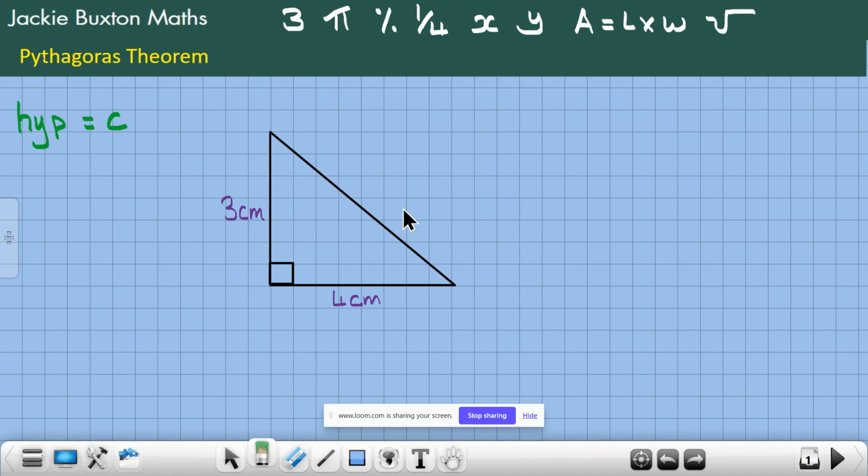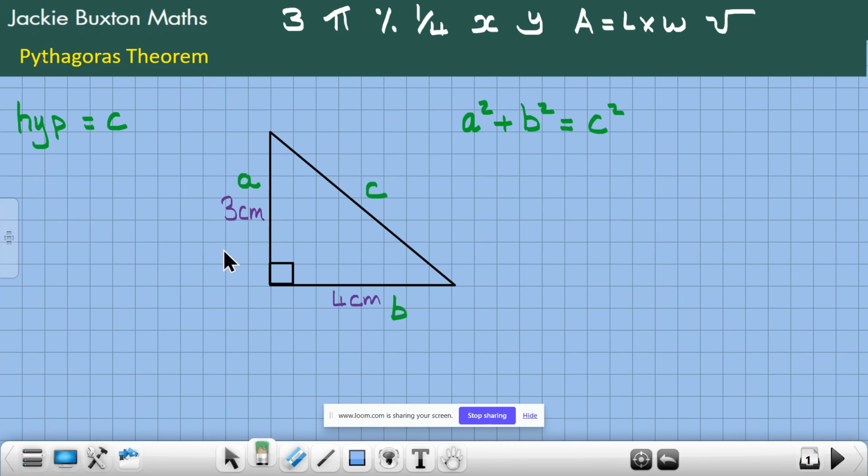Now, his theorem was a squared plus b squared equals c squared. And so the two shorter sides would be a and b, and it doesn't matter which way round you write them. So let's say that was a and that was b. But the c must be this longer side, and I've just put in the corner here hypotenuse. The hypotenuse is always that longest side, so the diagonal side. And we can just abbreviate it to HYP.